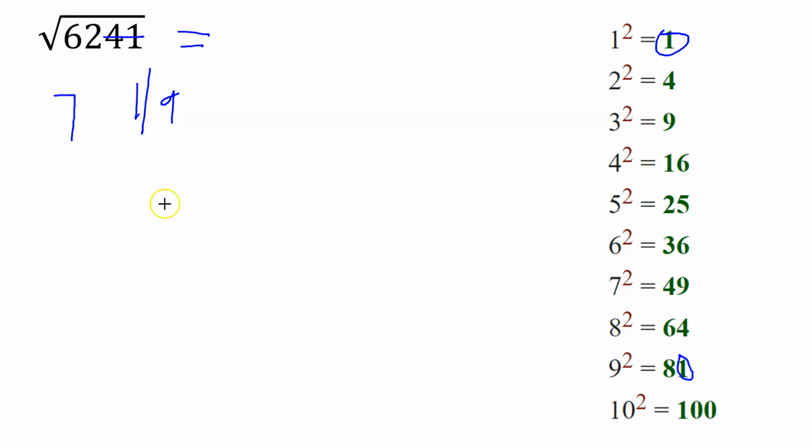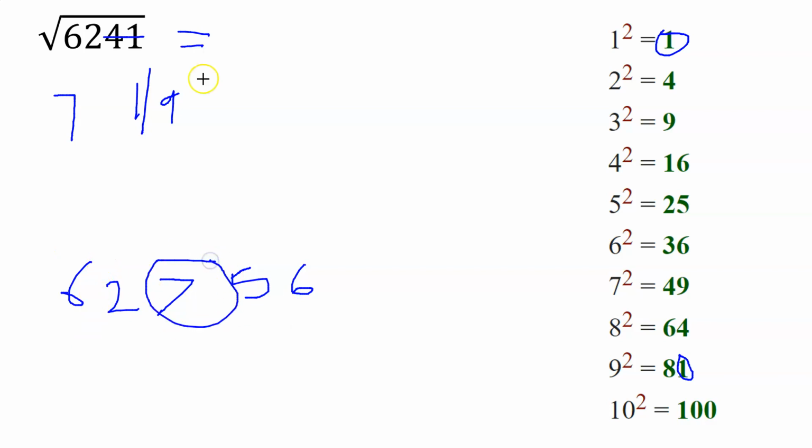Now you perform 7 into 8, which is 56. So here 62 is greater than 7 into 8, 56. As it is greater, choose the higher number among the 2 in the units place, that is 9. So the answer is 79. 79 into 79 is 6241. 79 square is 6241. Yes. Now we can solve any square root number within seconds without a calculator.